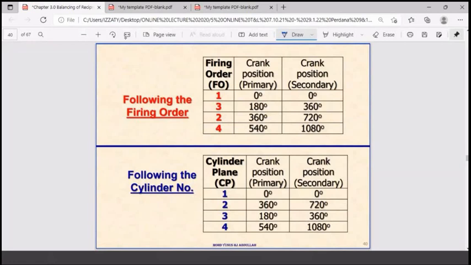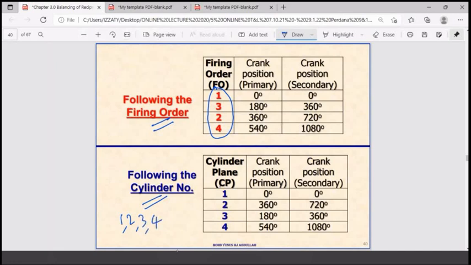Look at it very carefully, class. One way is to construct the table with the crank position, primary and secondary. This one is by firing order. The other one is by cylinder number, using the cylinder numbers. Remember, 1, 2, 3, 4.